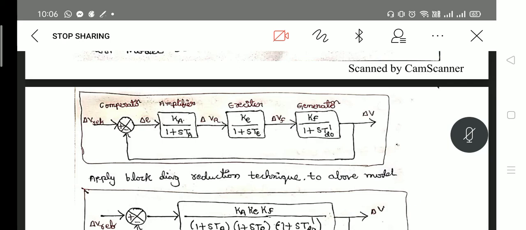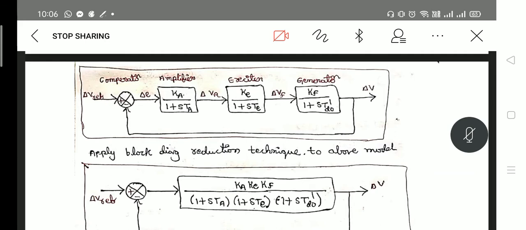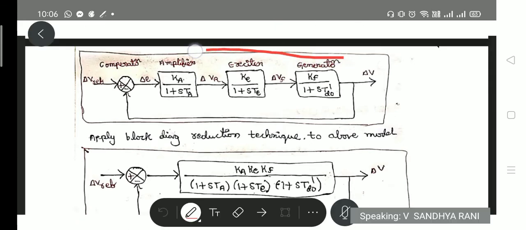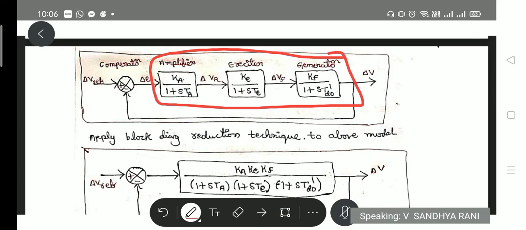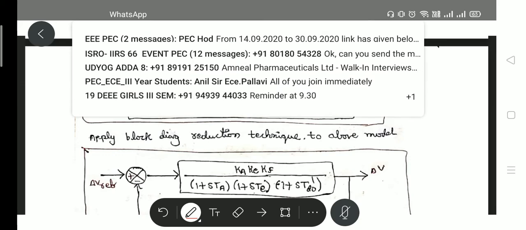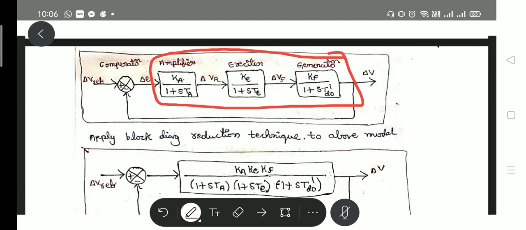Then we apply cascading. These three are in cascade. From the control system block diagram reduction rules, we can cascade all three components, and we get Ka Ke Kf by 1 plus S TA into 1 plus S TE into 1 plus S Td naught, right? Then we can apply the negative feedback loop formula. This is the G, and H is 1 here.